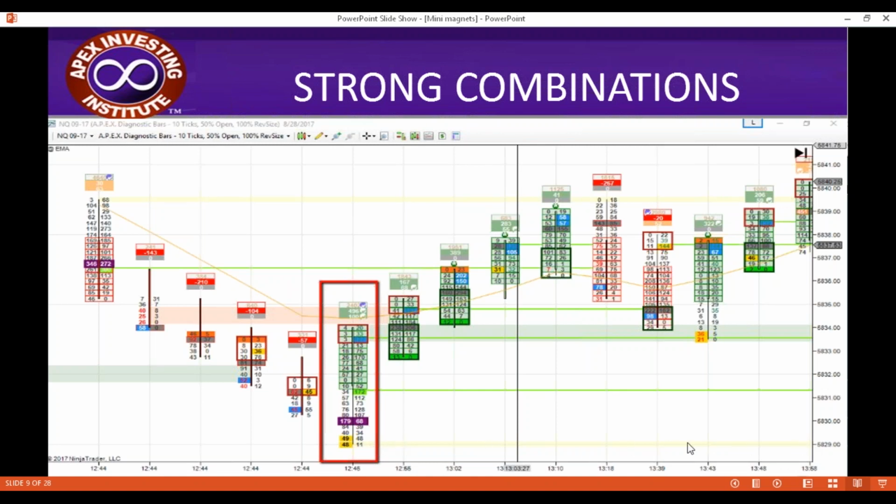Okay. That's a mini magnet right there. Because at the bottom is 48 and 11. The bottom of that wick, there's not a 0 on one side, so that's why I drew this yellow line out here. Okay? That's what that is there. But do you see what I'm talking about? When all these things combine, they're very, very strong combinations there.